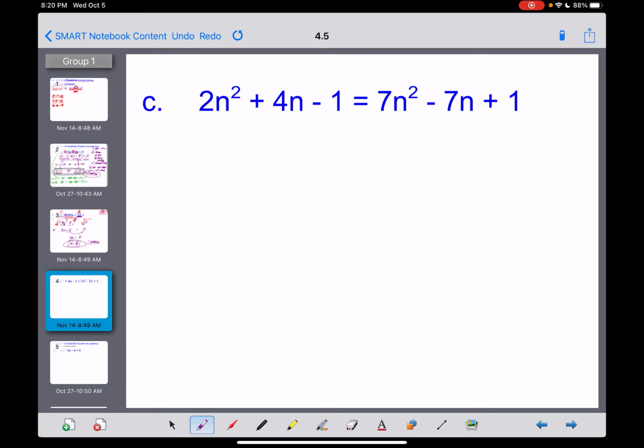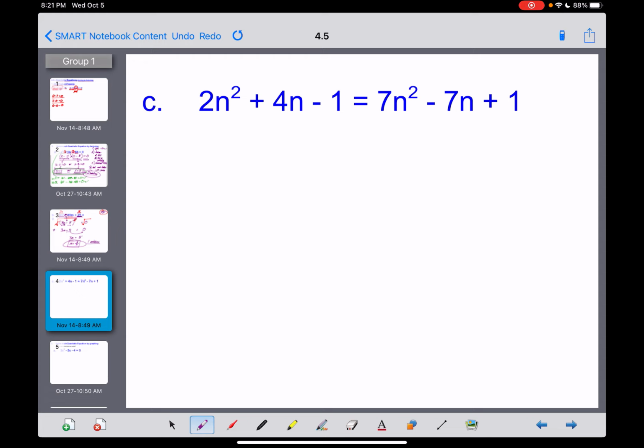Okay, let's take a look at example C. Now this one has a wrinkle to it that the other two did not. This has non-zero terms on both sides of the equation. So step number one was to get your equation set equal to 0 before we start factoring. You can't use the zero product property if one side isn't equal to 0.